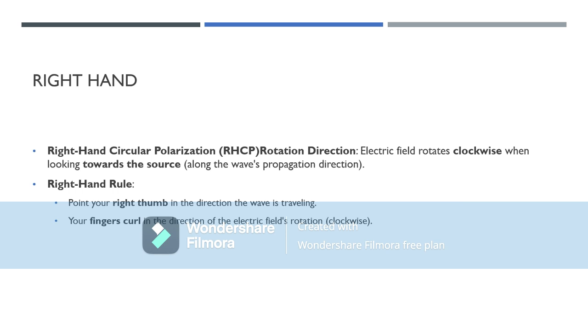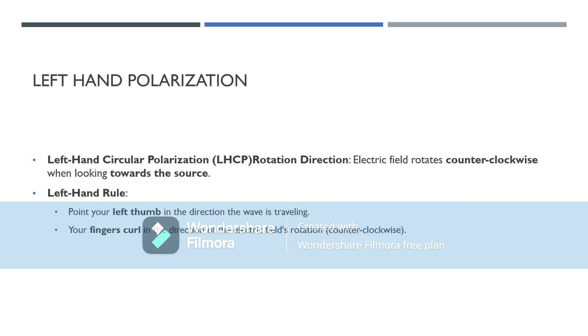So for the right-hand rule, looking at the source of propagation, you point your right thumb in your direction and then you curl your fingers, and that is the electric field's rotation, which is clockwise. And for the left hand, it is going to be the opposite. As you look at the propagation direction, you point your left thumb in your direction and your fingers will curl in the direction of the electric field's rotation.